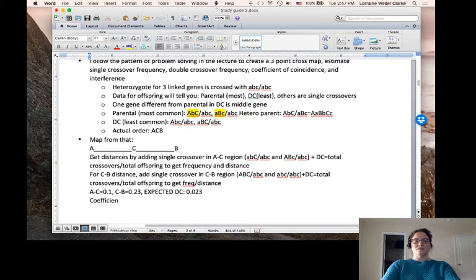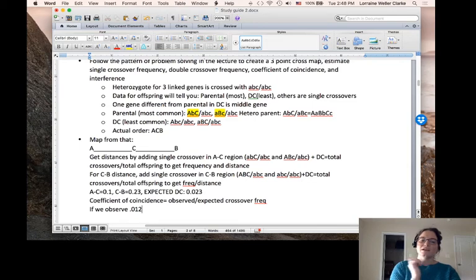Okay, so now you have expected double crossovers, but then you put, so coefficient of coincidence equals observed over expected crossover frequency. So let's say we observe 0.012. Sorry, not 0.12, it should be less. It can never be more, okay? But if we observe less, then there is interference. So if we observe 0.012, you put that over the expected.